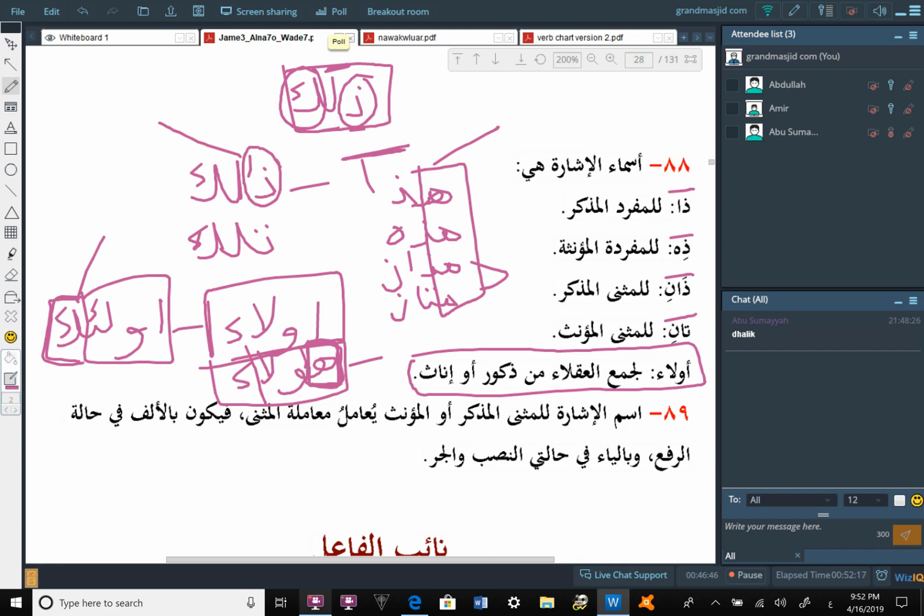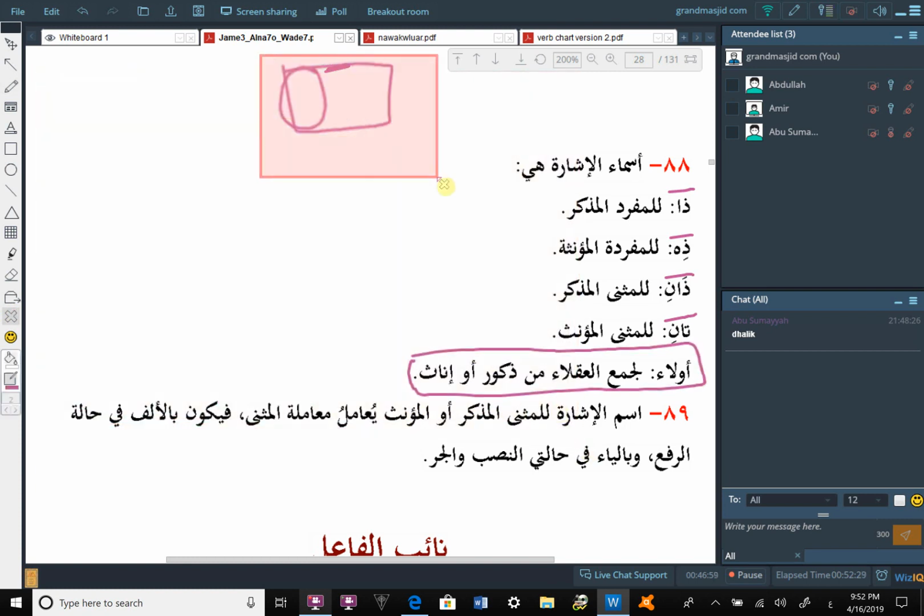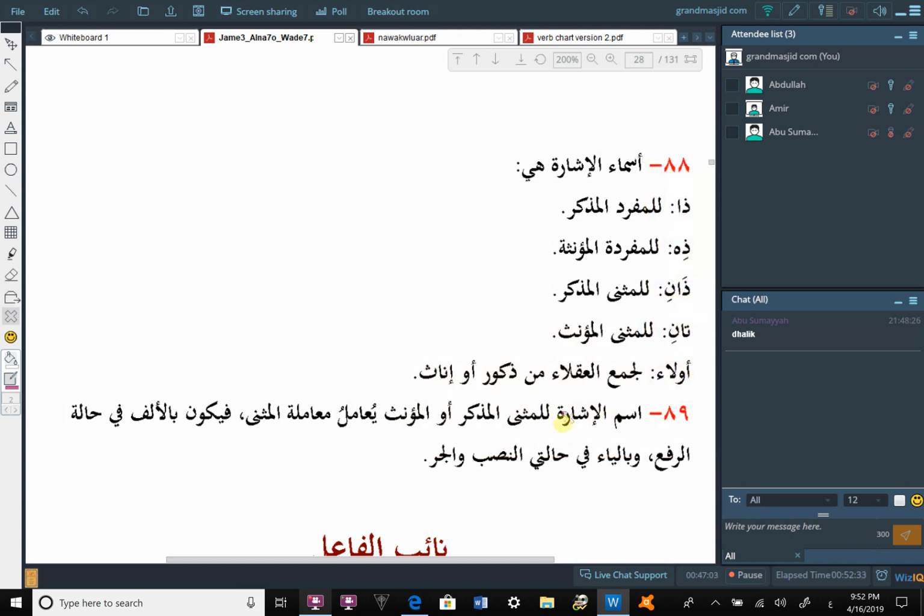Now, something they're going to tell us, and they didn't tell us in the last part, is the ismul ishara lil muthanna al mudhakkar wal muannath. The ismul ishara, the demonstrative noun, the pointing noun for dual, muthanna, whether it's male or female, yu'amil mu'amla muthanna, that it does the action of the muthanna. فيكون بالألف في حال الرفع والياء في حالتي النصب والجر. So when it is marfu', it's going to say hadani, right? When it is mansub or majroor, it's going to say hadaini, right? Same thing, hatani, it's going to become hataini if it is mansub or majroor.